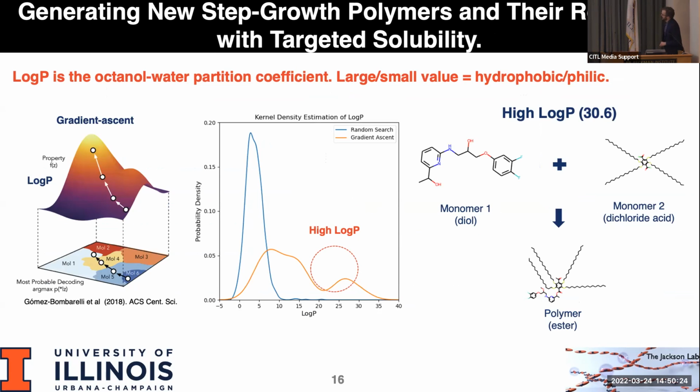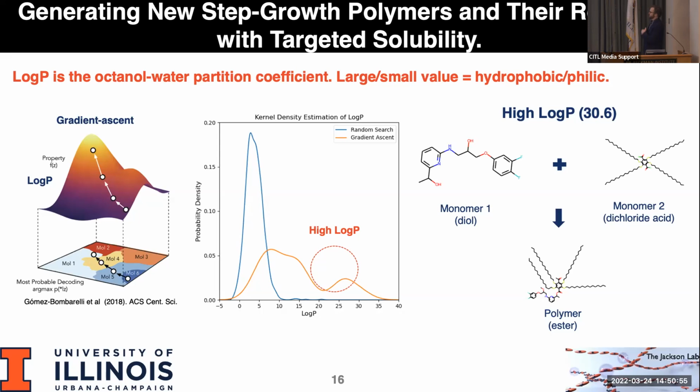And then what Songhwan does is he takes this trained model and plops down some points in the latent space, and he says, take me in the direction of highest solubility, highest log P, highest hydrophobicity, or take me in the direction of lowest log P, hydrophilicity. And then you land at a point and you output the reactants corresponding to that optimized log P value. Those reactants then hit the polymerization routines and out pops your polymer.